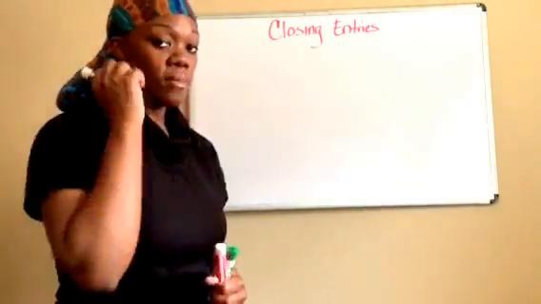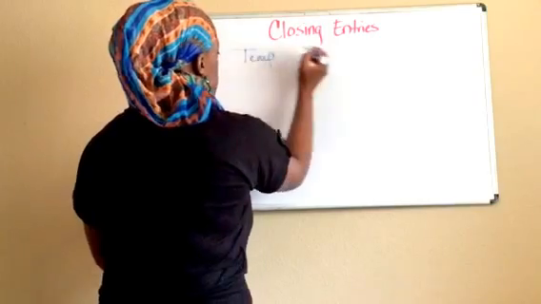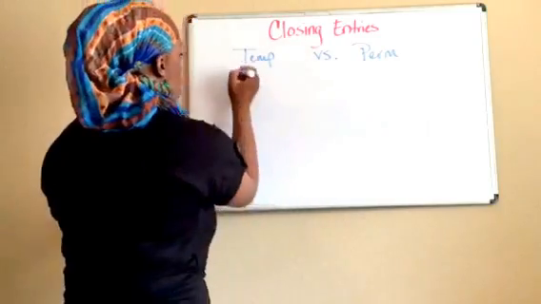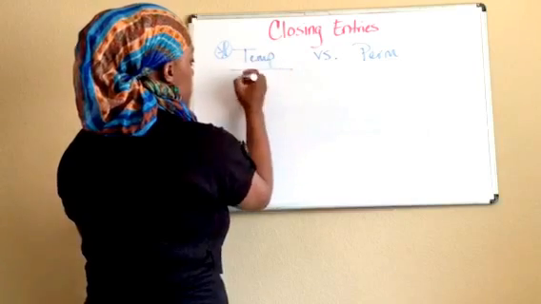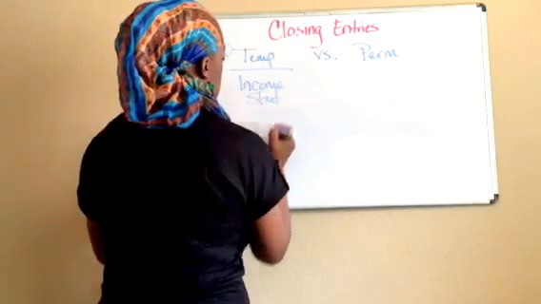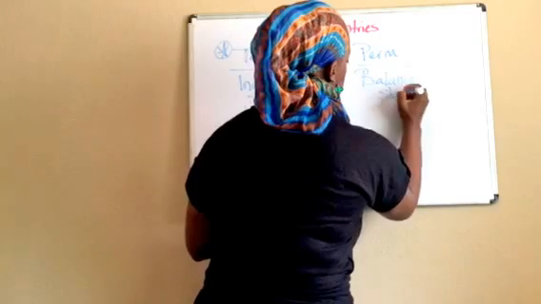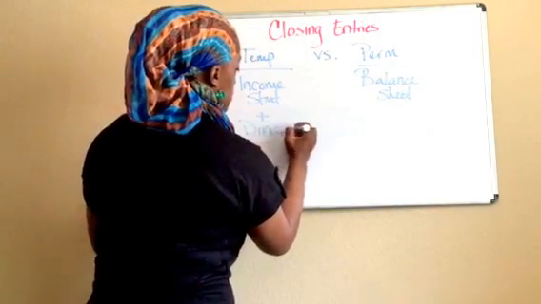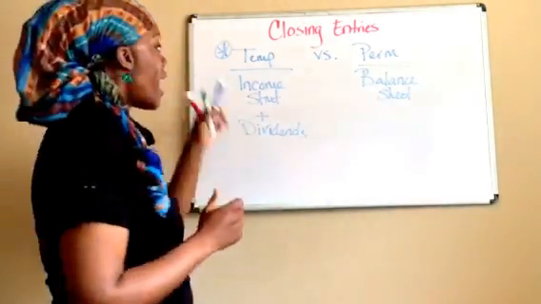The first thing we talk about when it comes to closing entries is the difference between the temporary accounts and the permanent accounts. Temporary accounts are what we're going to close. Temporary accounts are going to be our income statement accounts, and our permanent accounts are going to be our balance sheet accounts. Income plus dividends. We are only concerned with our temporary accounts.